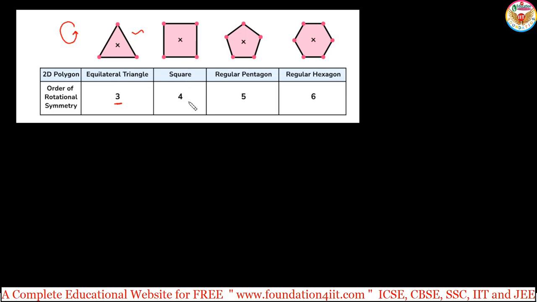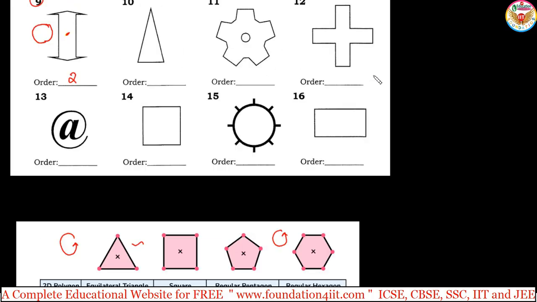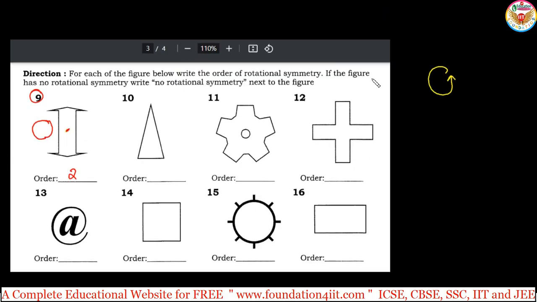Square will come 4 times. Regular pentagon will be 5 times, in one full circle, 360 degrees. Regular hexagon will be 6 times. So just observe, this is the order of the rotational symmetries, the order of the diagram. If this is not possible, just write no rotational symmetry.